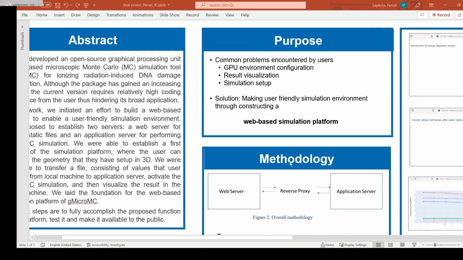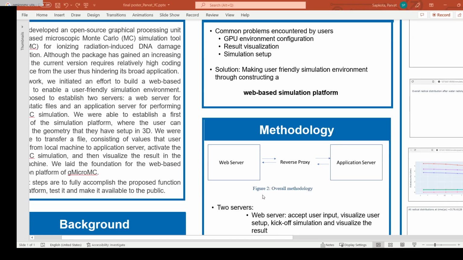Now what is my work? My work focuses on the user experience side of things, as users have come across different difficulties while using this program. First is the GPU, as users are having trouble setting up the appropriate environment in order to run the G-microMC program itself. Second is visualizing the output, as the program does not include any mechanism to visualize the output files. Third is the setup environment, since although the user will be inputting required parameters, they will have no idea about how they have set up the environment. Thus my work is to solve these issues by developing a web-based simulation platform.